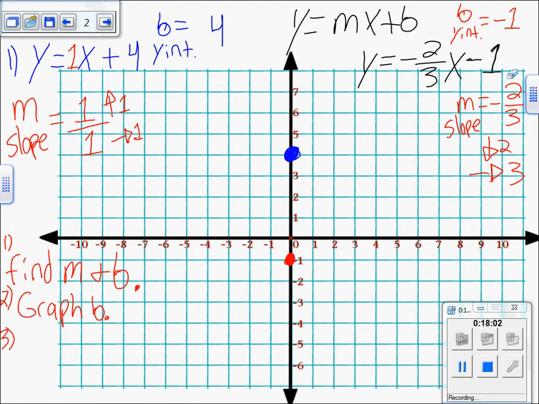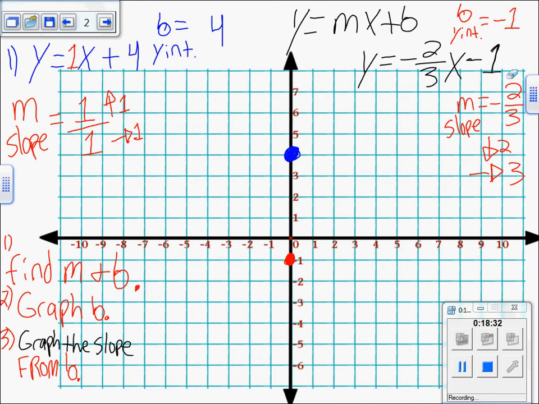Step 3 says we're going to graph the slope. This next part's important: from the y-intercept. That's very important that you do it from the y-intercept. So I'm just going to say from B. It's very important that you make that connection, that when we go to graph the slope, we have to do it from the y-intercept. We can't do it from the origin.